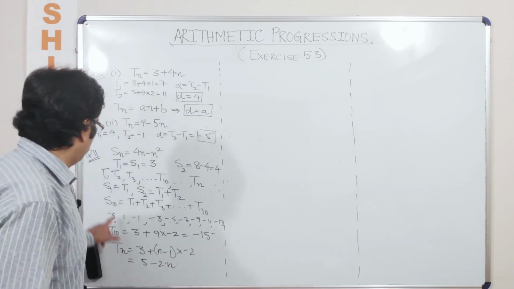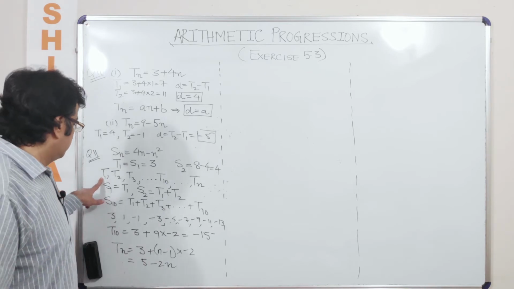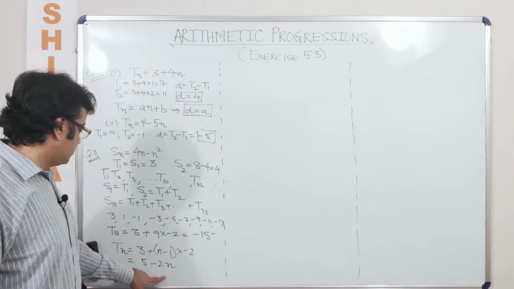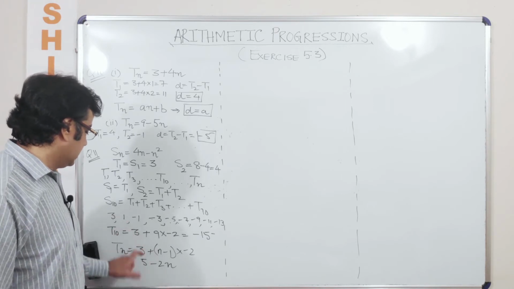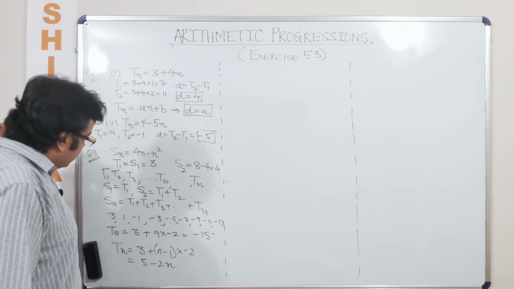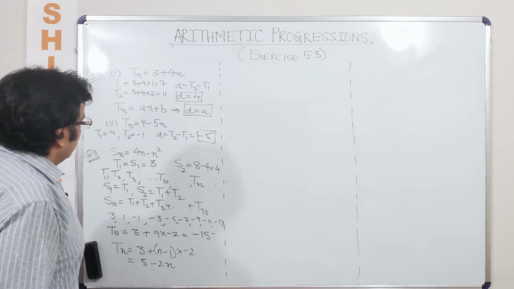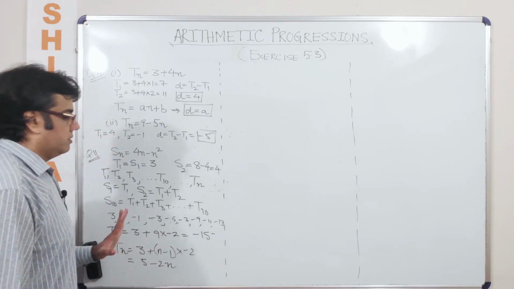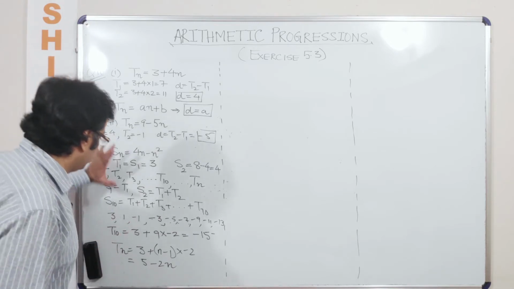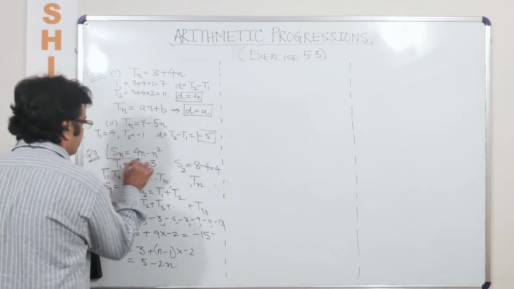Let's check it out. If I pick up the first term, I should get 5 minus 2, which is 3. If I pick up the second term, I should get 5 minus 4, which is 1. Third term should be minus 1. So the nth term you get from here. Okay. Now, once I have done this question, is there any logic that I can apply from here to here?